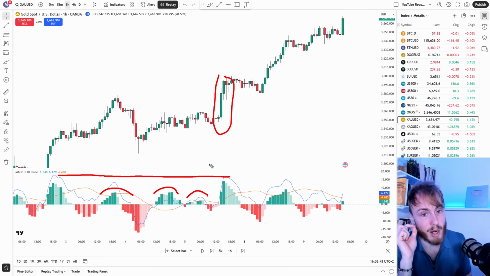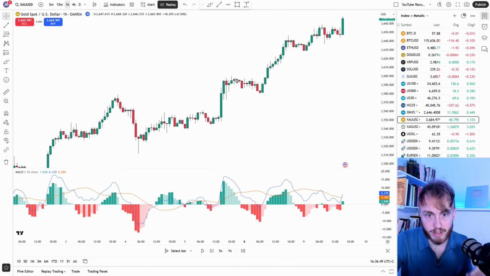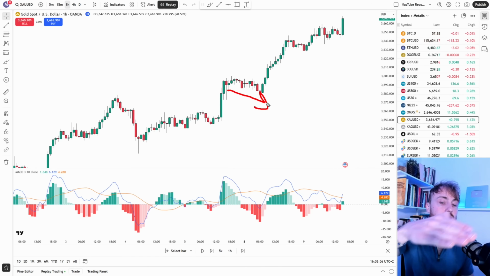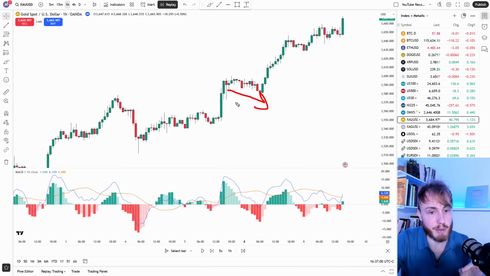And this right here is our first signal to pay attention to, because after this momentum move, what we usually see is that the price starts to pull back a bit. This is where the price goes in the opposite direction of the move, and this is exactly what we're looking out for.